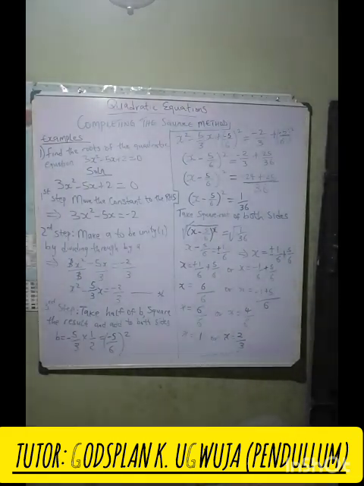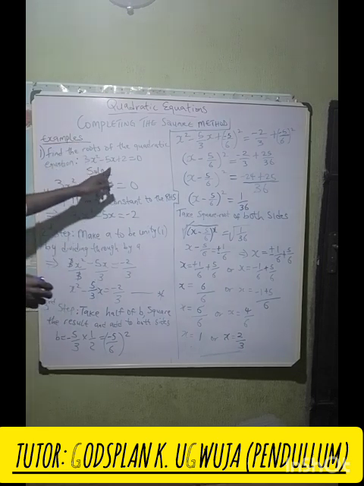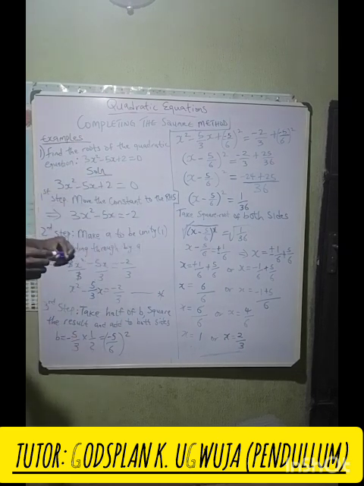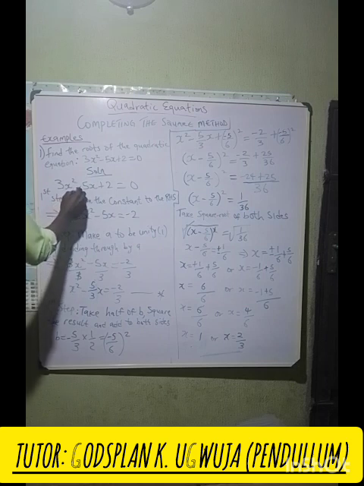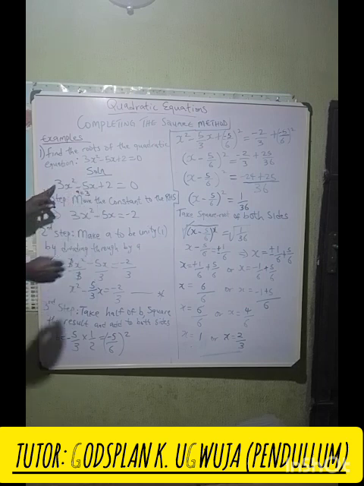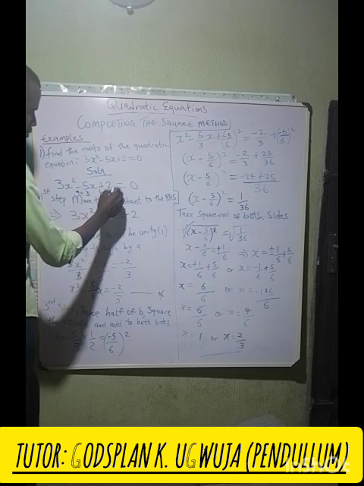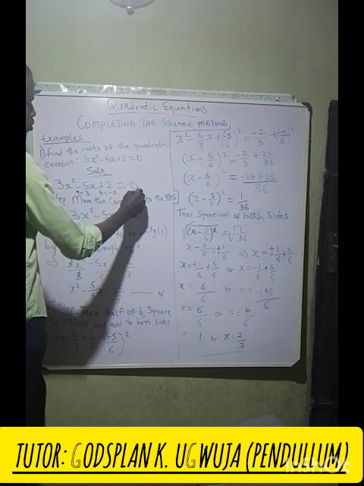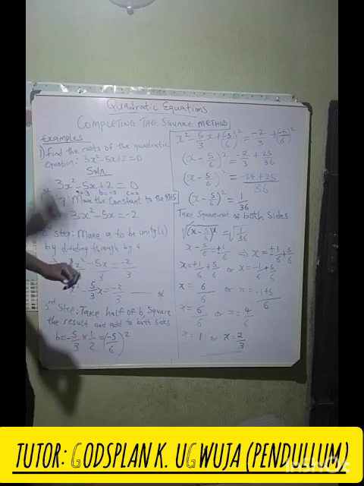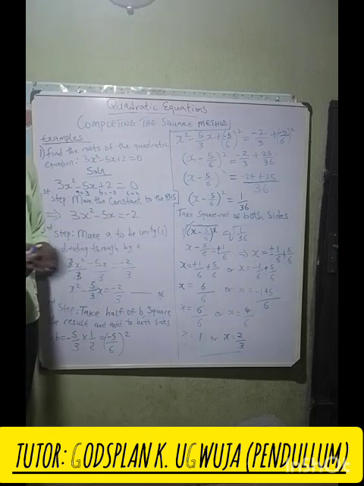The example here says find the roots of the quadratic equation 3x squared minus 5x plus 2 is equal to 0. Remember that in this equation, a is equal to 3, the coefficient of x squared, b is minus 5, the coefficient of x, and c is 2. C is the constant. Do not forget that.